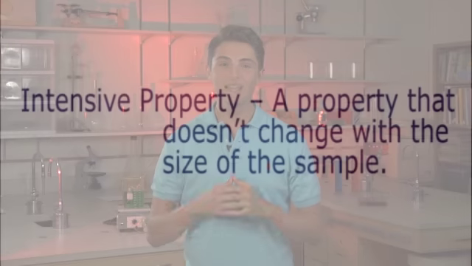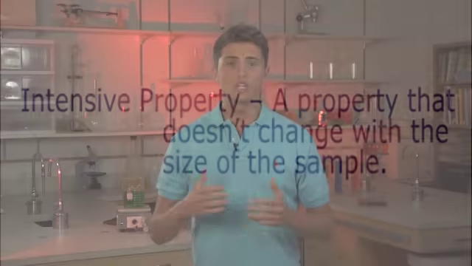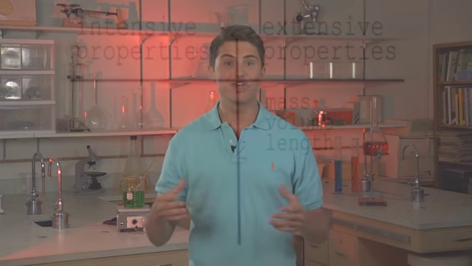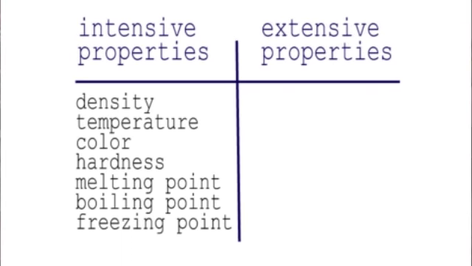Surprised? Yeah, I didn't think so. But guess what? Yep, you got it. We just measured an intensive property. Let's look at that definition too, because just like extensive, it's pretty important. So whether you've got a whole bunch of twigs or just a few, a fat log or a skinny log, the density will always remain the same. Density is an intensive property. The mass and the volume will change if the sample is small or big. Mass and volume are extensive properties. Density, temperature, color, hardness, melting point, boiling point, and freezing point are all examples of intensive properties.